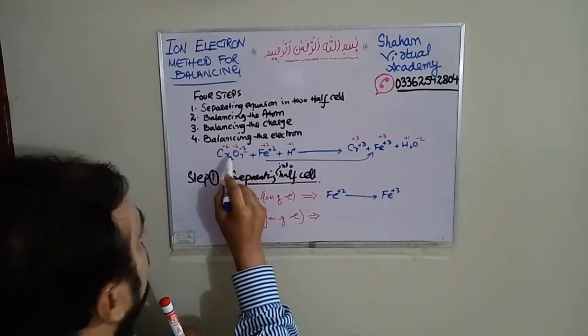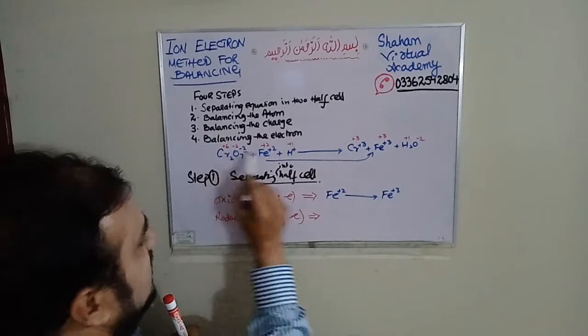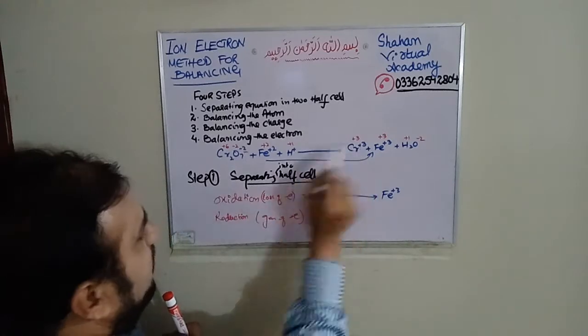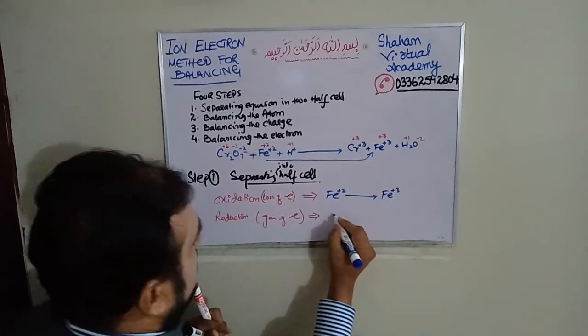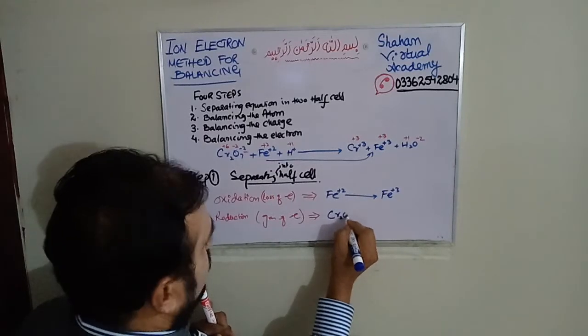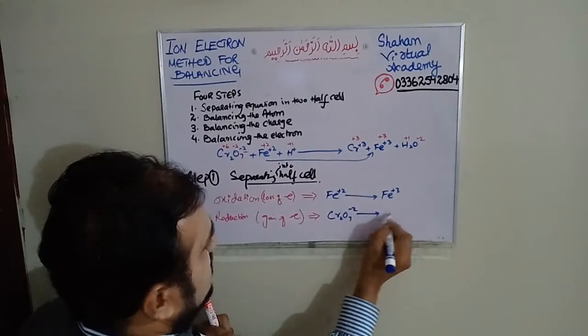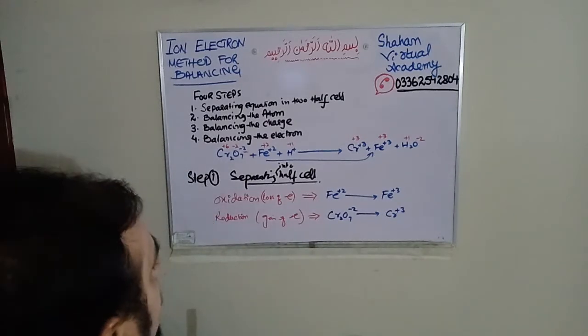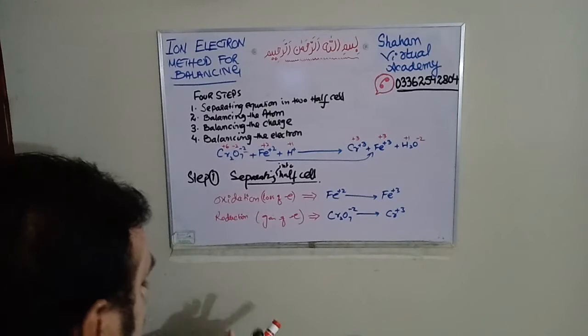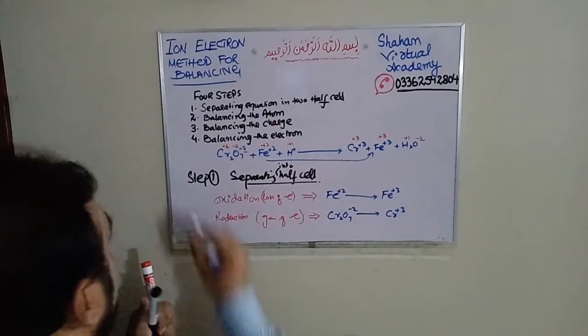And here is chrome. Chrome is positive 6, and now it is positive 3. That means it gains 3 electrons. Gain means it is in the reduction state. Cr2O7 minus 2 goes to Cr positive 3. Okay, now what have we done? We have done the first step.